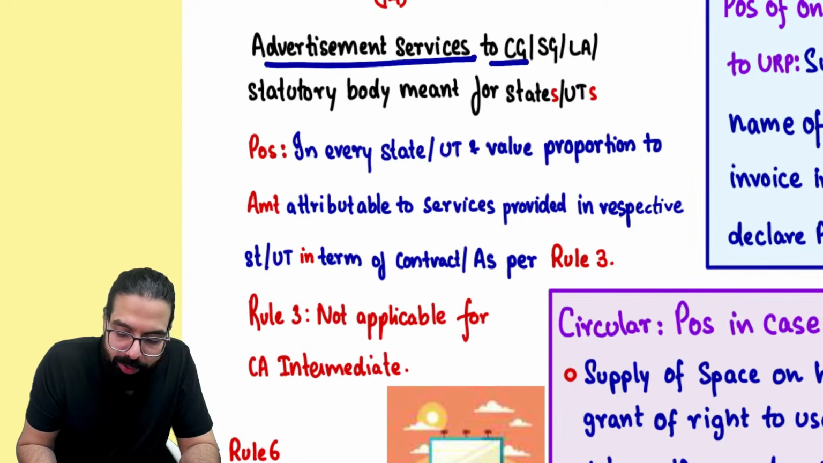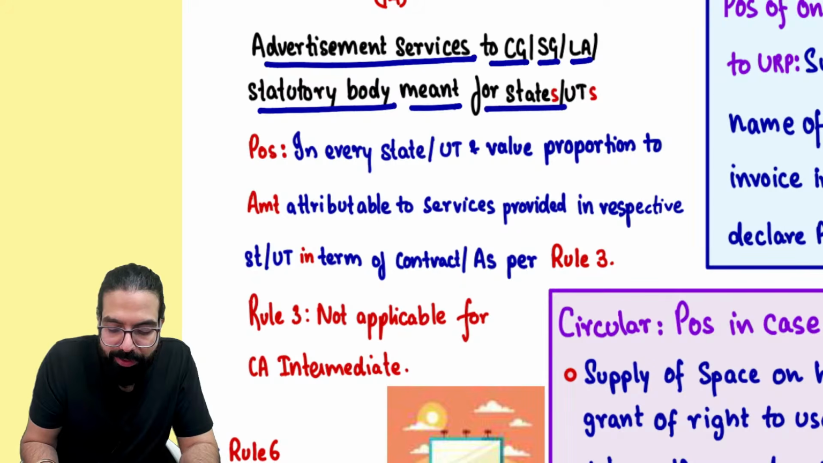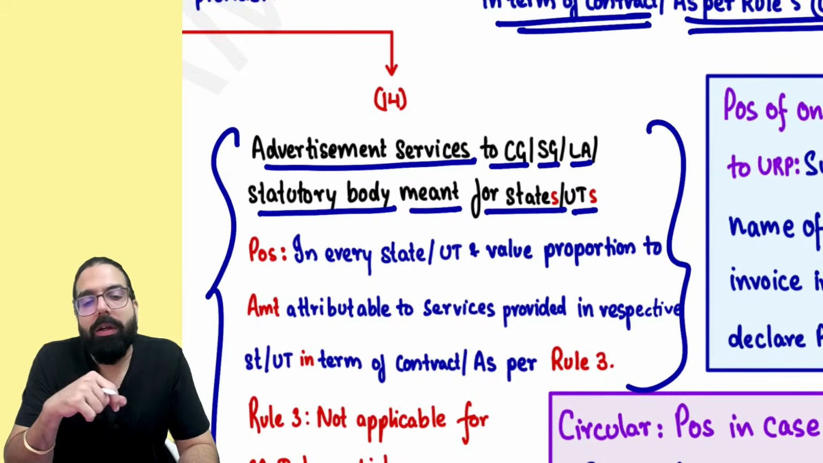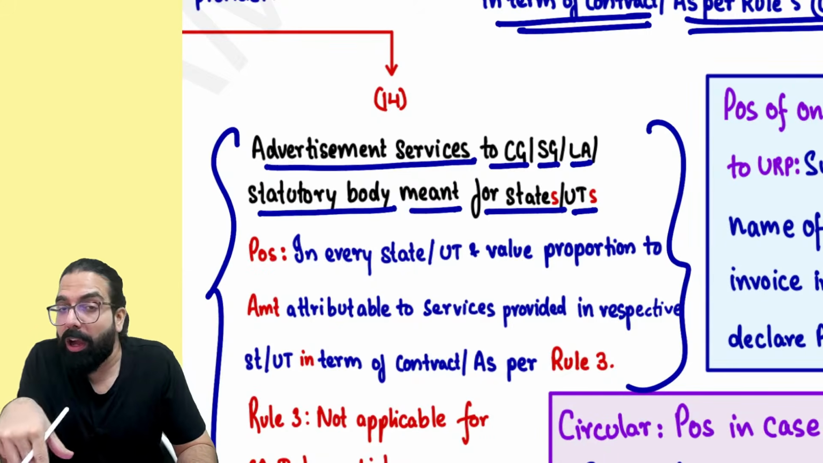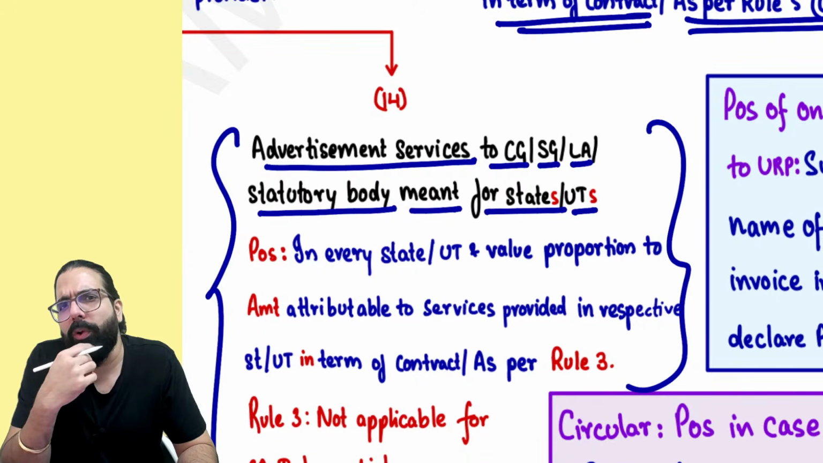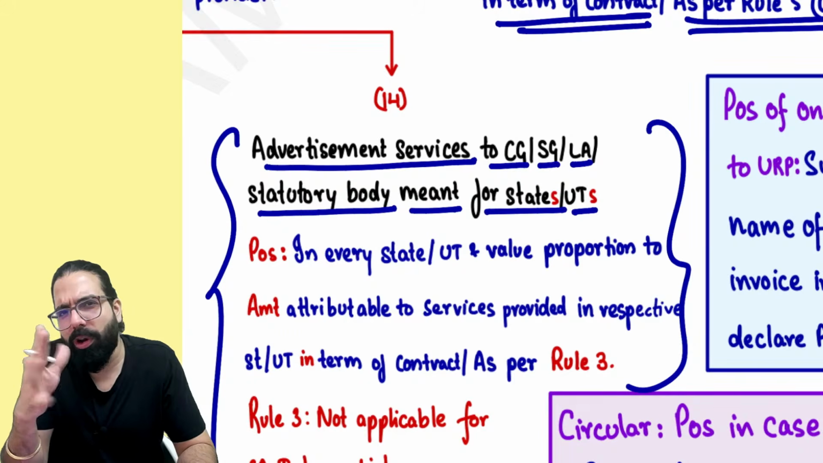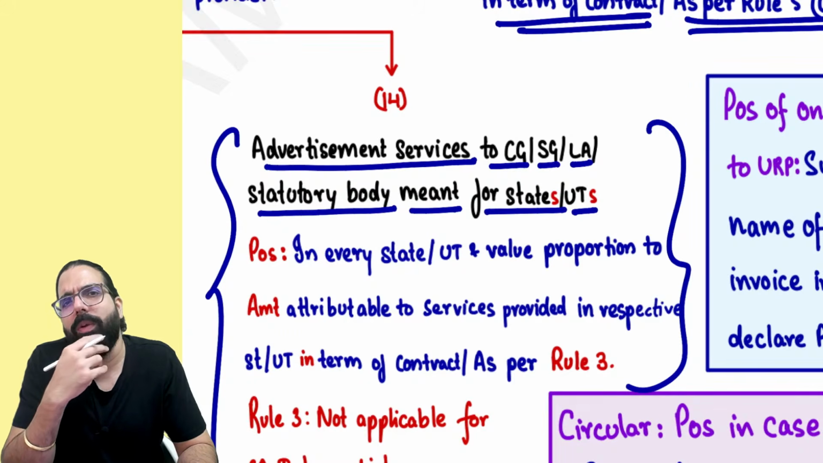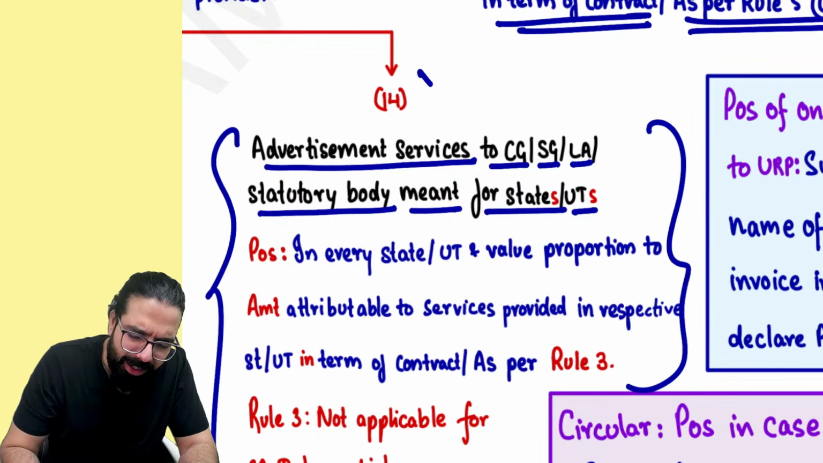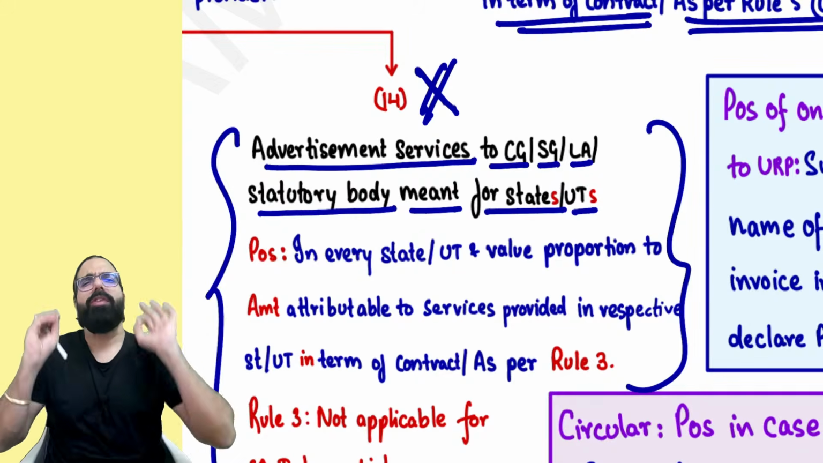Advertisement services to central government, state government, local authority, statutory body which is meant for a state or union territory. At intermediate level, in version 9, you will see it is elongated. Till the last two attempts, ICAI removed it. In this attempt, you will not see a detailed one in the ICAI book. They have gone ahead and told not required because at intermediate level it becomes a little difficult for students to understand. But still, I will just tell you for your general knowledge.